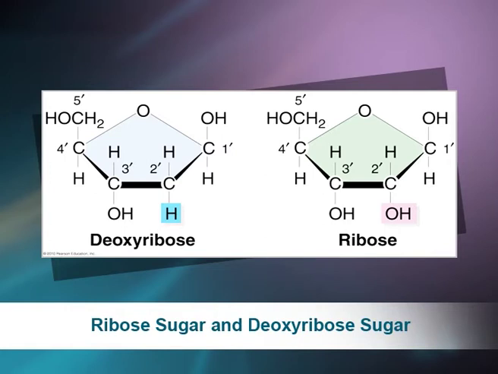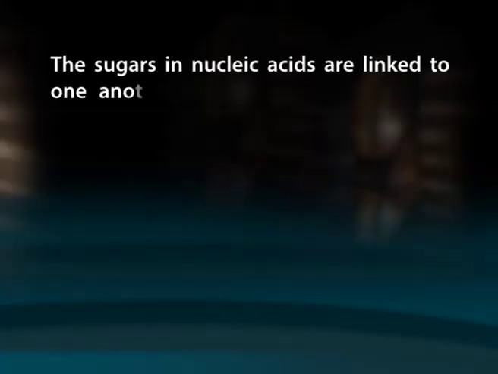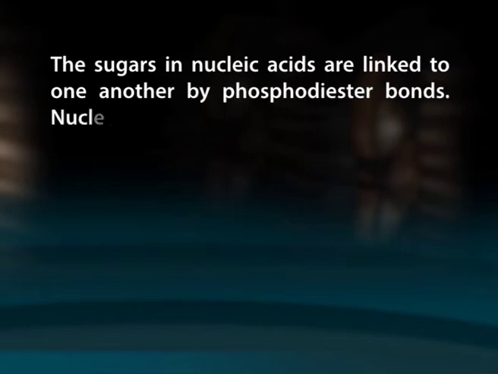The sugar in deoxyribonucleic acid, that is DNA, is deoxyribose. The deoxy designates that the 2' carbon atom of the sugar lacks the oxygen atom that is linked to the 2' carbon atom of ribose, that is the sugar in ribonucleic acid or RNA. This is a figure showing ribose sugar and deoxyribose sugar. Sugar pucker. The sugars in nucleic acids are linked to one another by phosphodiester bonds.